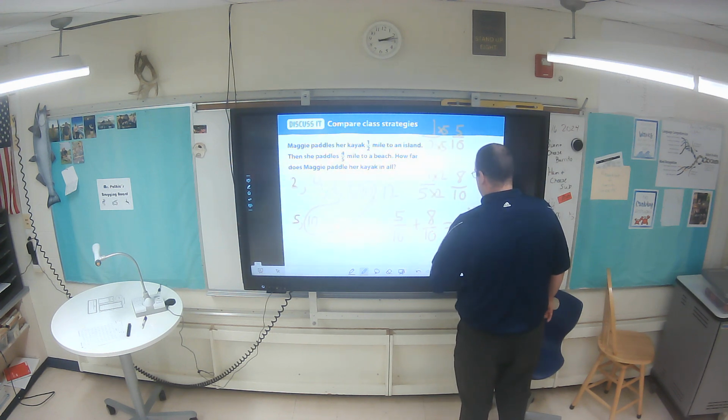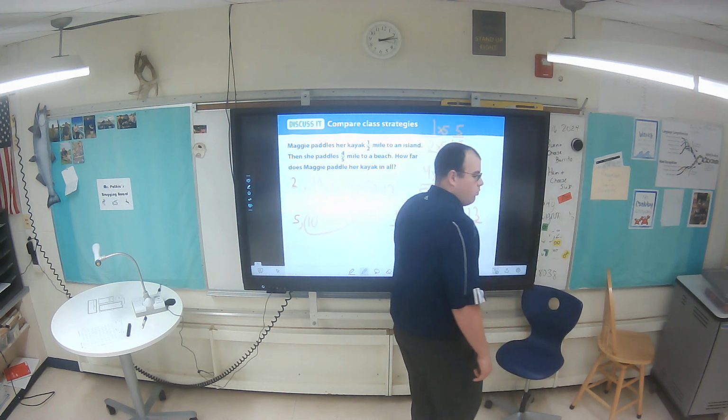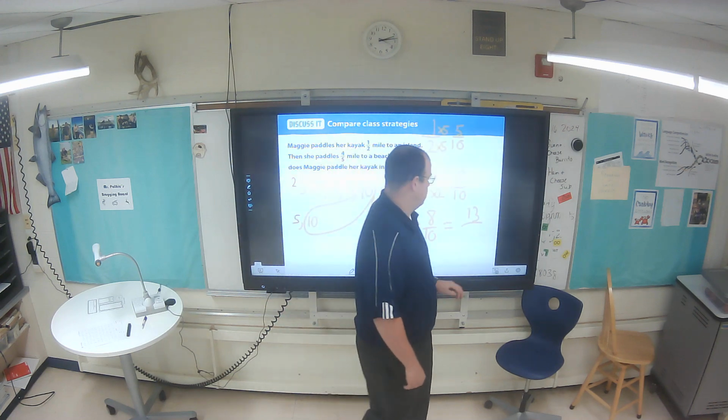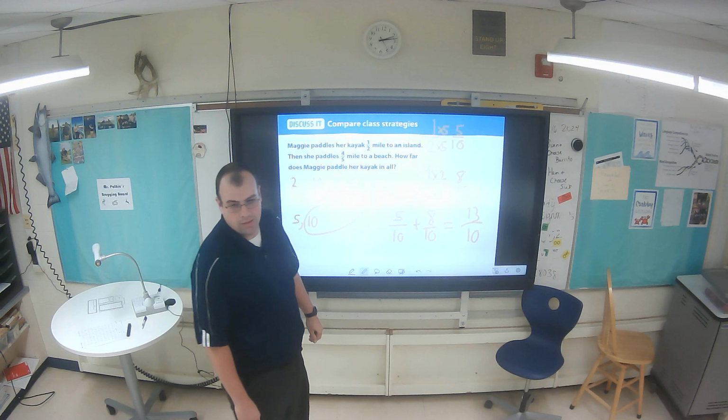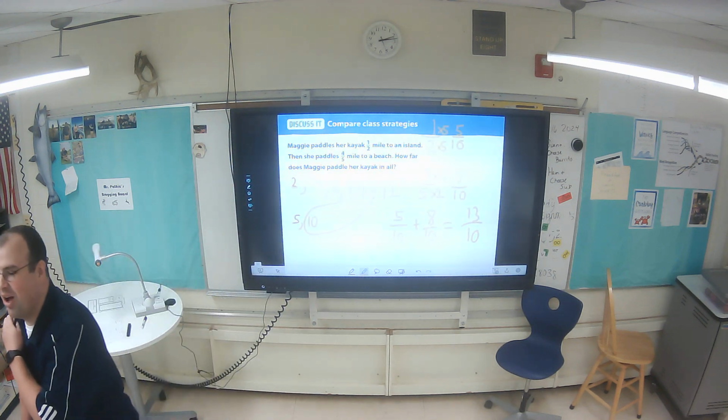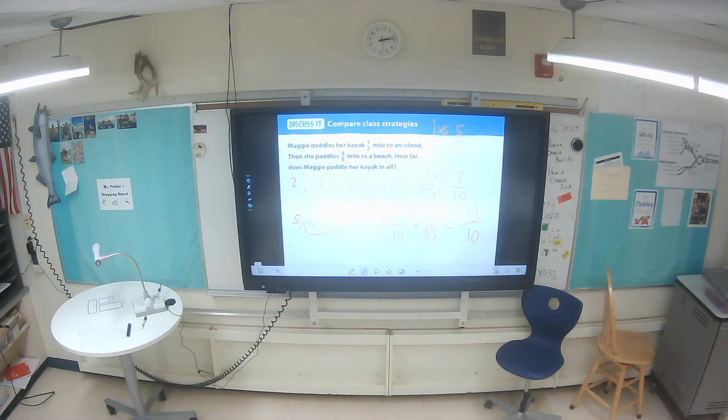I add the numerators. Do I add the denominators? No. What do the denominators say? Plus 10. They stay 10, right? We did all the work to get the common denominator, we don't want to change it. Do I say yes? Yeah. So I have 13/10.